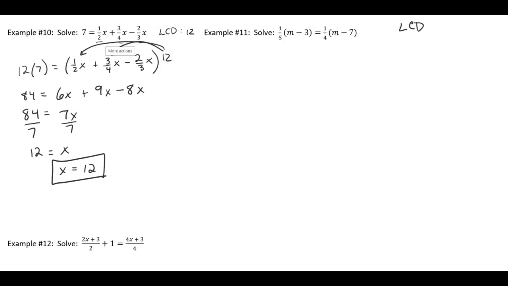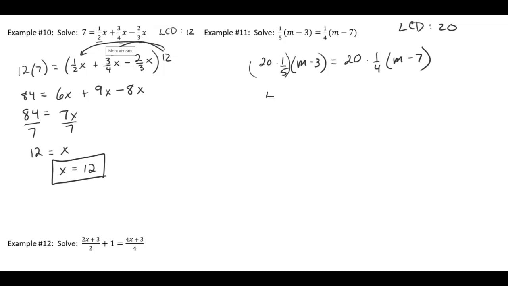So the LCD is going to be 20. So I'm going to go 20 times 1/5 times m minus 3. And I'm going to hold off on that distributing. And then on the right-hand side, it's going to be 20 times 1/4 times m minus 7. Well, the associative property says that we can do that, 20 times 1/5, so I'm going to multiply those.